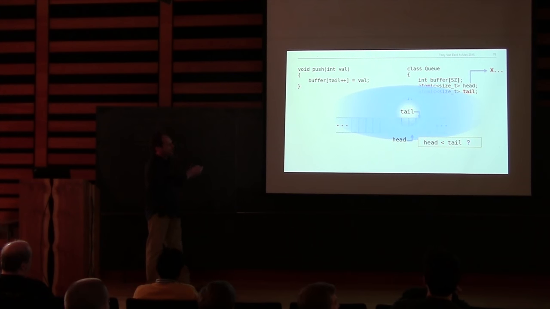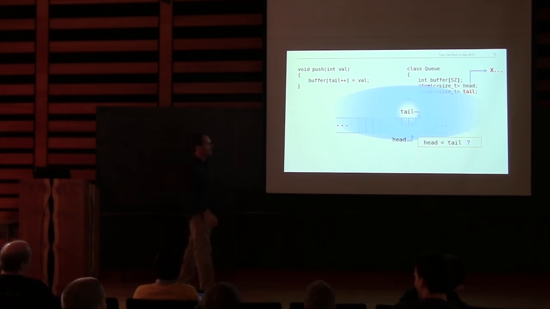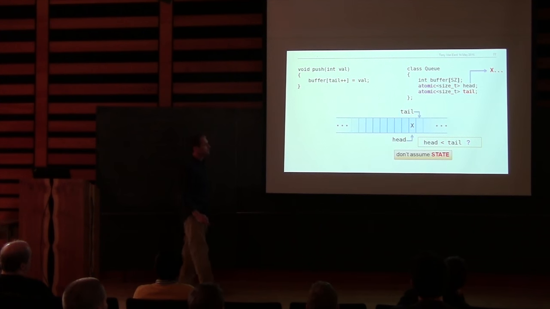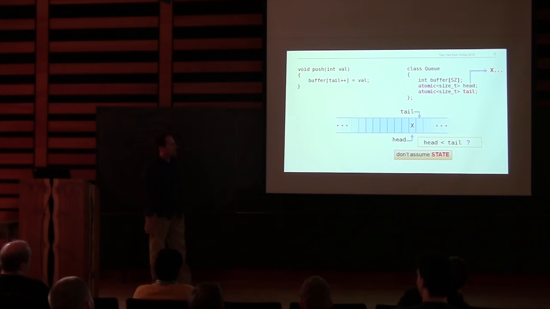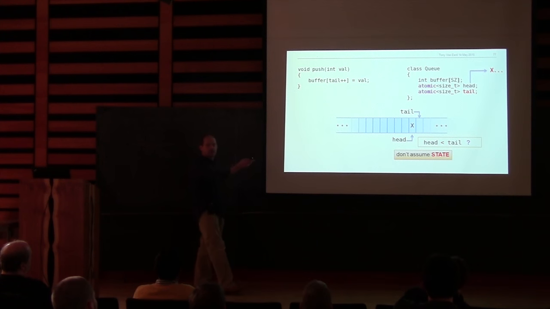So anyhow, whenever we're reading stuff, we can only read one thing at a time, and we can read one thing at a time because it's atomic. So we can't assume the state. So what are we going to do about head getting past tail?